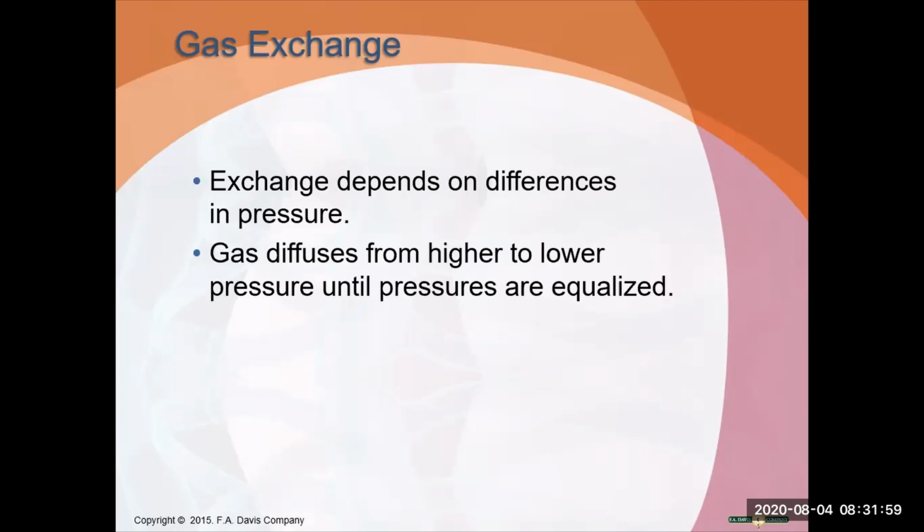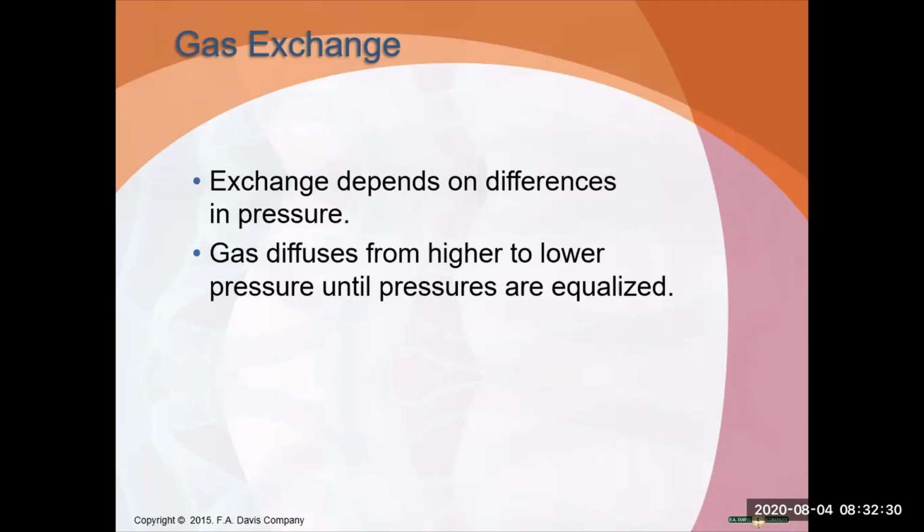Gas exchange. The goal of respiration is the delivery of oxygen to the organs and tissues of the body and the removal of carbon dioxide. This exchange of gases, both in the lungs and in the tissues of the body, depends on differences in pressure. The air we breathe has a pressure of 760 mmHg. This is known as total atmospheric pressure.